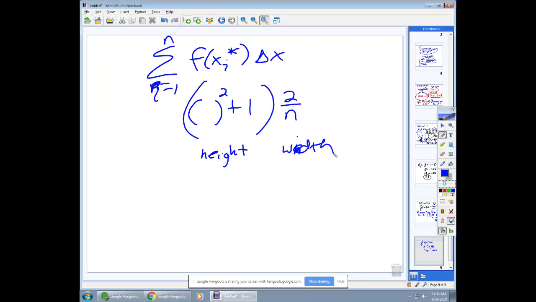Okay, what x value do I get to plug in there? 2i over n, which is what we just calculated. Okay, and then we got to add up all these things.